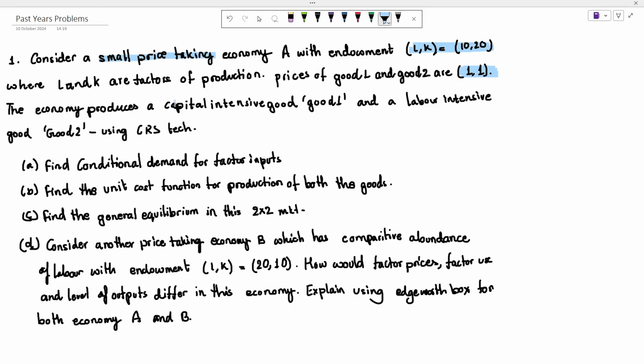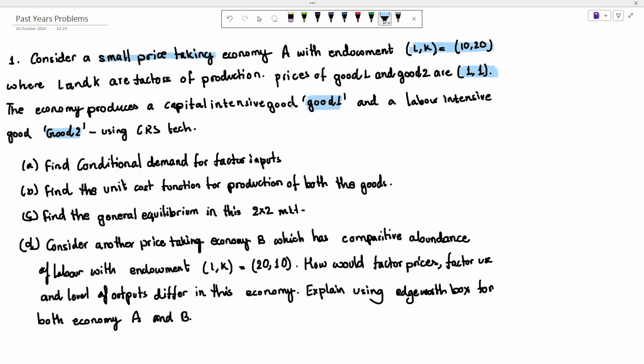Now the economy produces a capital intensive good, which is good 1. So good 1 is capital intensive, and labor intensive is good 2. Now what does that mean? It basically means that to produce 1 unit of good 1, more capital is used when compared to good 2.